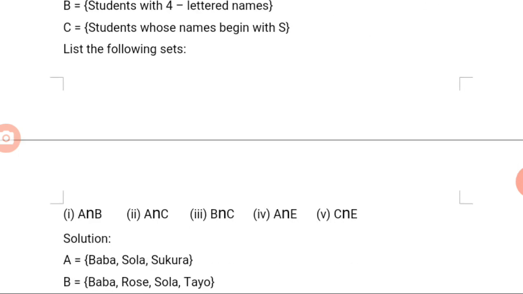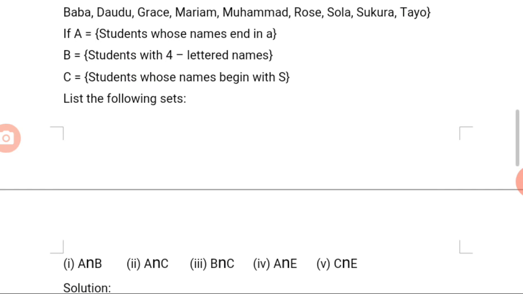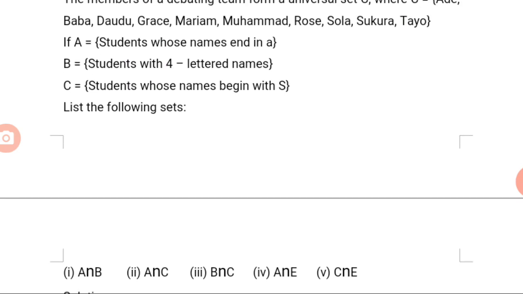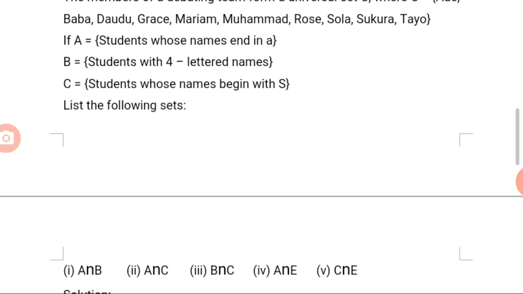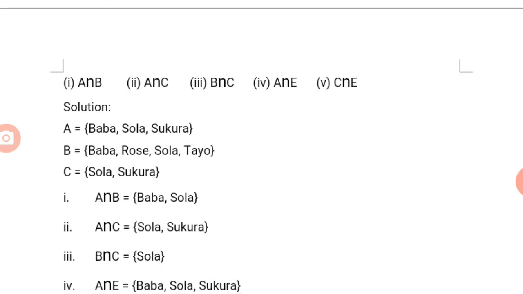List set A. Roman figure 1, A intersection B. Roman figure 2, A intersection C. Roman figure 3, B intersection C. Roman figure 4, A intersection E. And Roman figure 5, C intersection E. Now, solution.